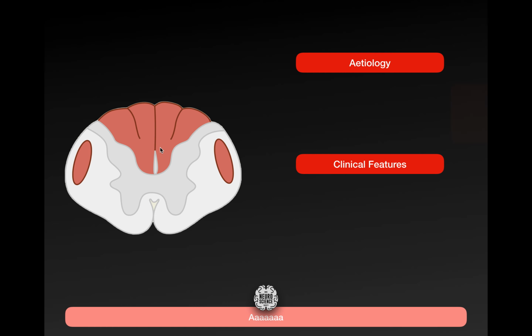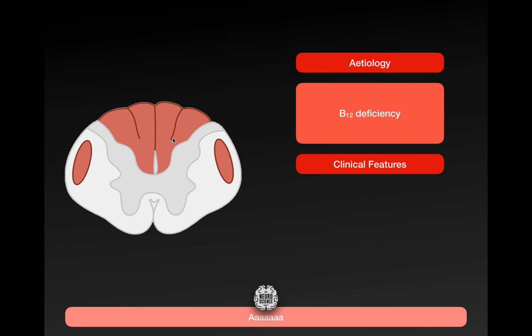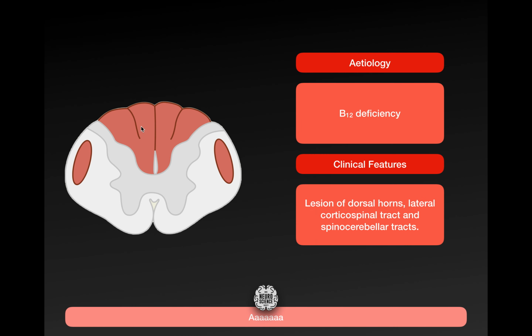Now, we've got a few structures here, haven't we? This is posterior column and spinocerebellar tract. So corticospinal's here, but spinocerebellar is more lateral. So this is B12 deficiency, very classically. So we have lateral corticospinal, just briefly touched, spinocerebellar tract touched, and the dorsal horns. Those are the things that result in B12 deficiency, and it's bilateral and it's diffuse, so that should give you an idea. You lose epicritic touch, you lose vibration sense, proprioception sense.